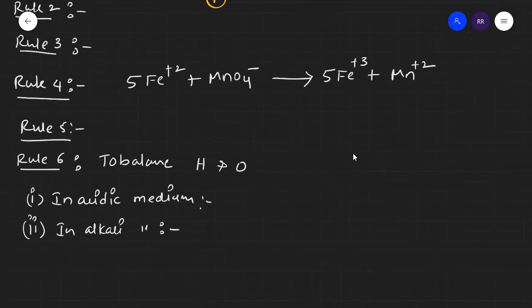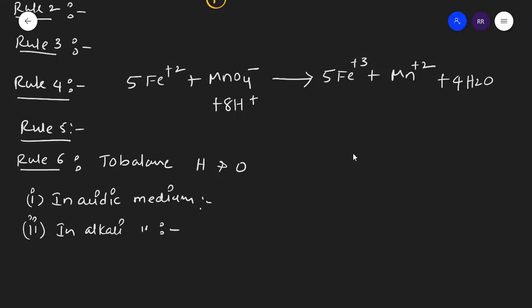So let me take this example. In this, it is taking place in acidic medium. At reactant side, we have 4 oxygen atoms. At product side, we don't have any oxygen atom. So as it is taking place in acidic medium, we have 4 excess of oxygen at reactant side. To balance them, we need to add 4 water molecules at product side and 8 H plus ions on the same side.